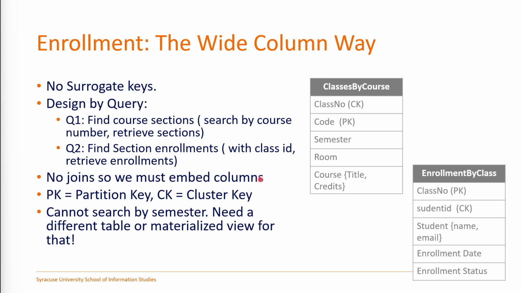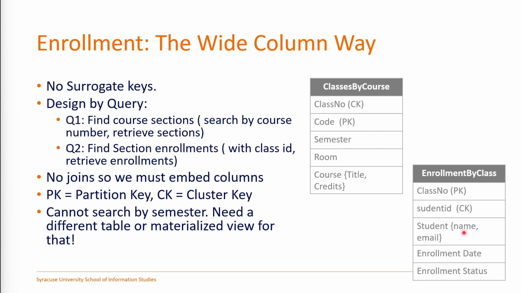One last thing I want to mention is if I do want to search by semester, like it says, I cannot search by semester, that's true, but I can always create an index on this and then it will work as long as I'm still including my partition key. But if I want to search across all semesters, I guess that would work too. It would just be a little heavier of a query once I add that index.